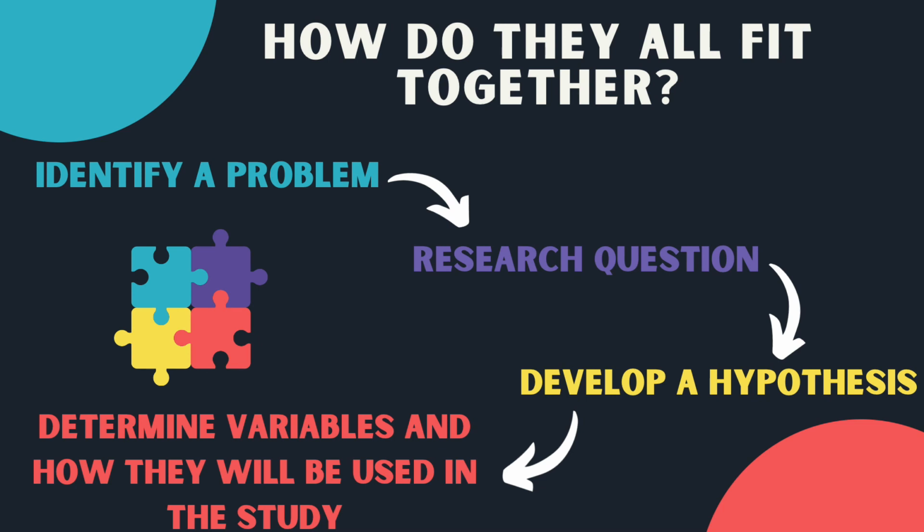So how do they all fit together? First, all research studies start by identifying a problem. Once the problem is determined, a researcher develops the research question he or she wishes to base the study around. From there, the hypothesis is developed, stating the predicted outcome. All independent, dependent, and extraneous variables are identified to determine how they will either be used, measured, or controlled in the research study.